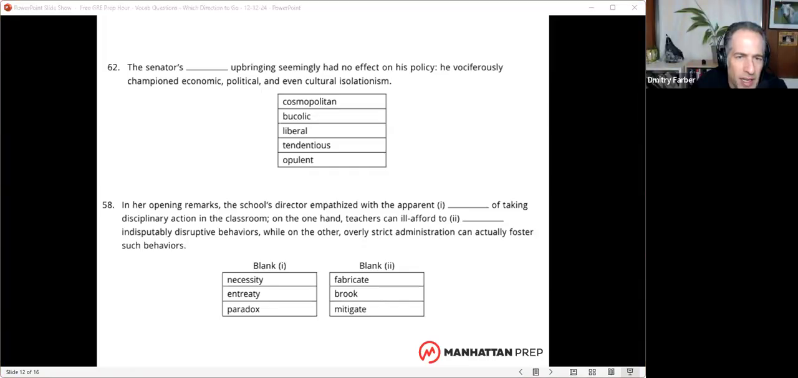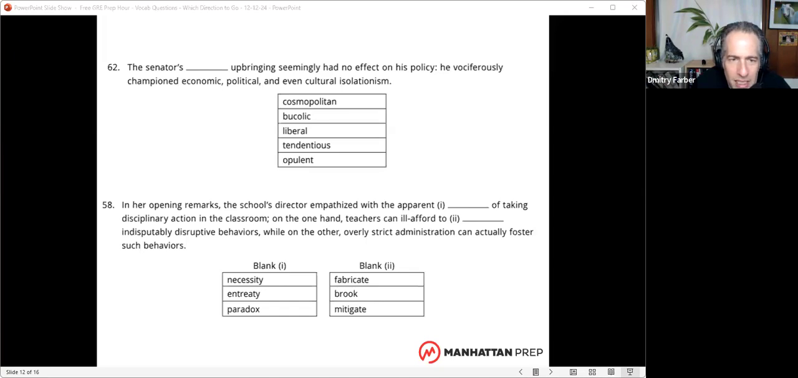All right, let's see what we got. Okay. So first one's really interesting. It's saying that this guy's upbringing had no effect on his policy. So somehow his upbringing, we can tell, has to be at odds with his policy. But we don't know in what way until we see this other thing. So then what is he advocating? Isolationism. Okay. So what does that have to do with anything then?